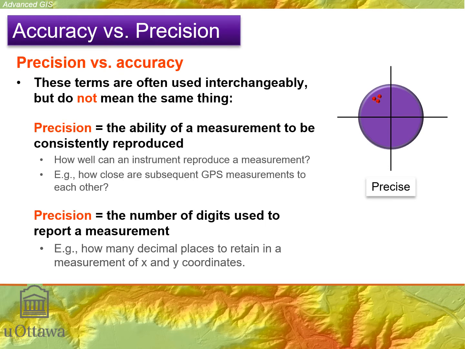So for example, how well can an instrument reproduce a measurement given the same environmental conditions? If you're using a GPS, how close are subsequent GPS measurements to each other? Note that this has nothing to do with how accurate those measurements are, just how well they can be repeated.